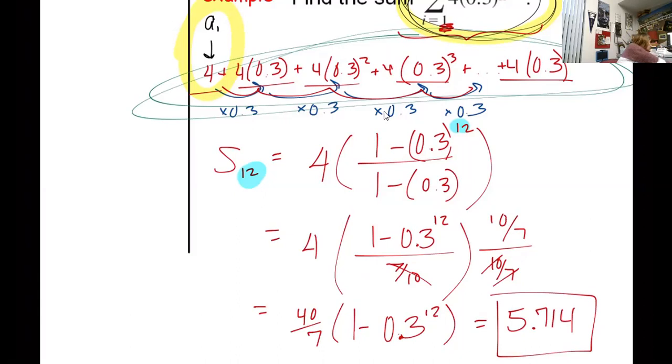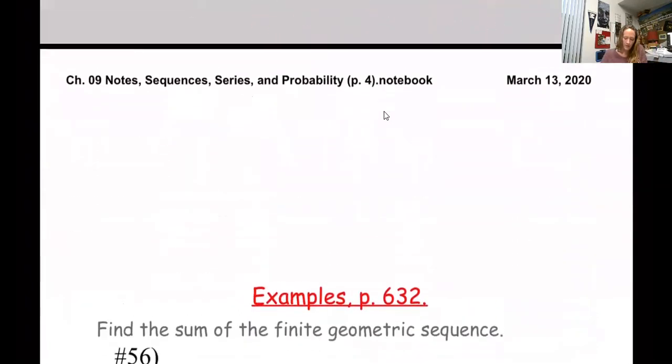And I was a lazy bum and I totally did not solve it. I just said plug it in. Well, we're amazing and we already solved it. Okay, let's keep going because we're almost done. Let's see how much more we have.